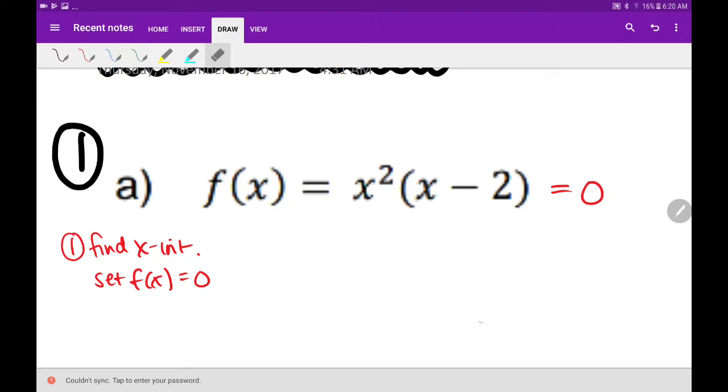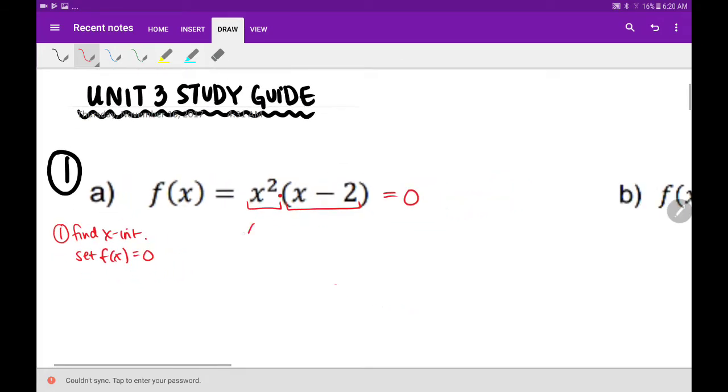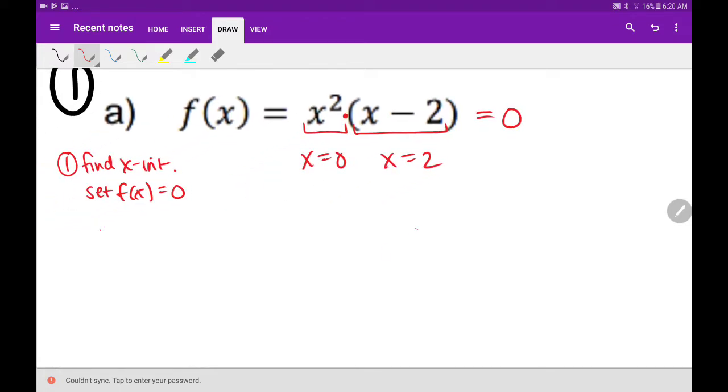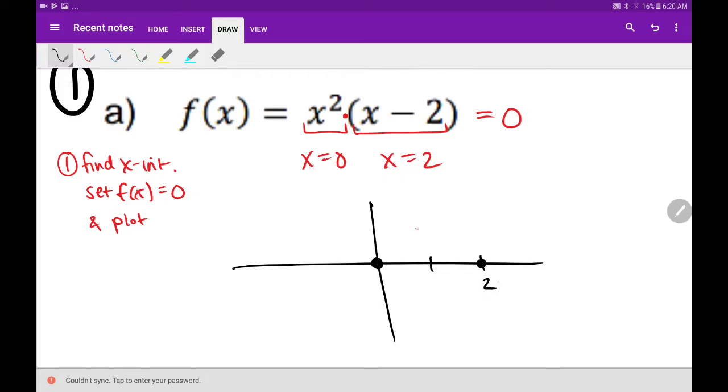And then using the zero product property, I set each factor equal to 0. So that means that my solutions are going to be x equals 0 and x equals 2. These are my x-intercepts. So we're going to go ahead and plot those. So at x equals 0, I have an x-intercept, and at x equals 2.